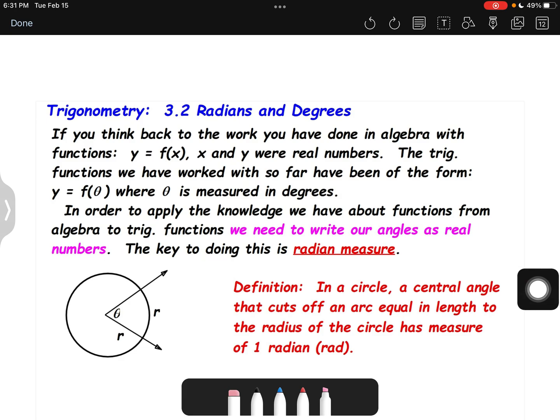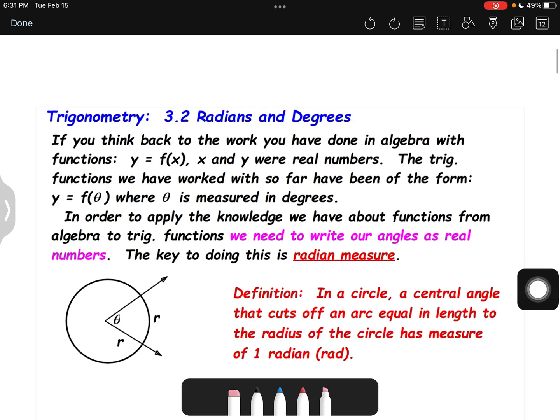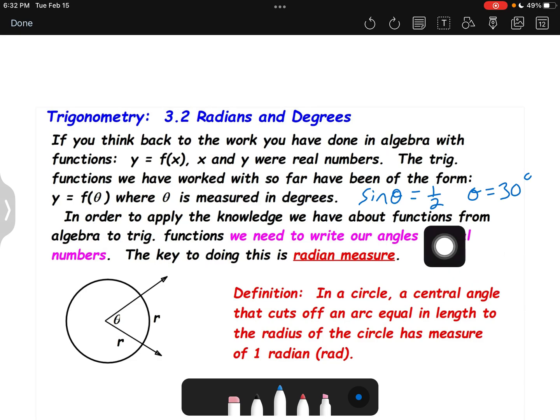So, for example, when we were solving equations like sine of theta equals 1/2, we were saying, okay, I know one of the angles that makes that true is theta equals 30 degrees, and then we'd have another angle, 150 degrees, and so on. In this case, theta was measured in degrees.